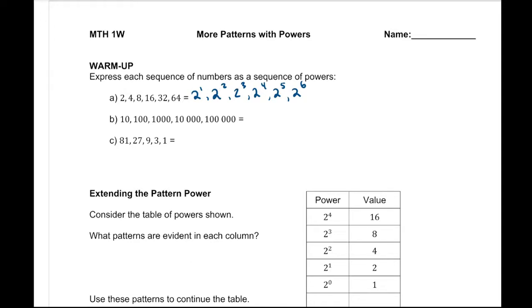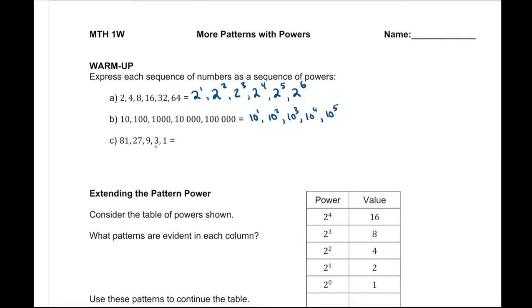B, same idea. 10 to the power of 1 is 10. 10 to the power of 2 is 100. 10 to the power of 3 is 1,000. 10 to the power of 4, and 10 to the power of 5.